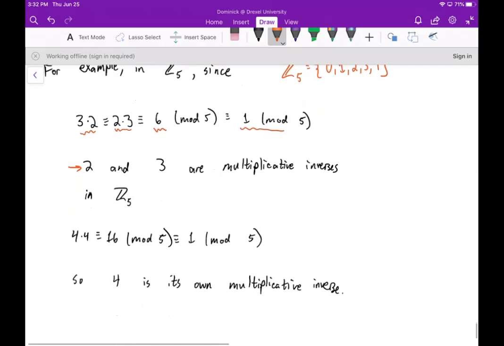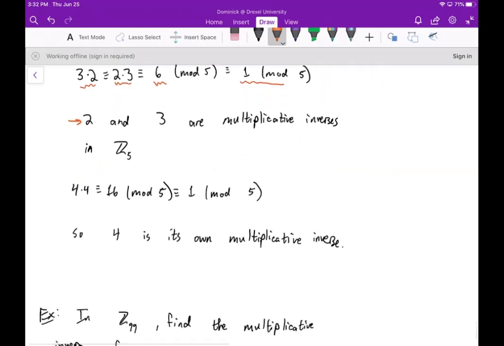Now, if you look at 4, you get 4 times 4, which would be 16, which would be congruent to 1 mod 5, right? So 4 is its own multiplicative inverse, right? And of course, 1 is also its own multiplicative inverse, goes without saying, because you get 1 mod 5.